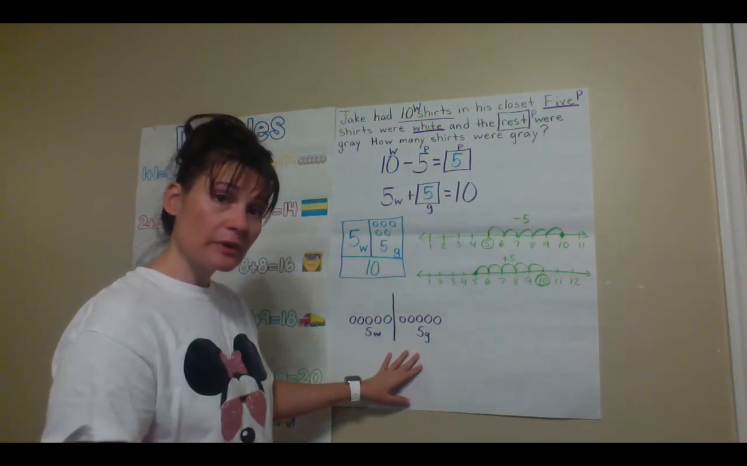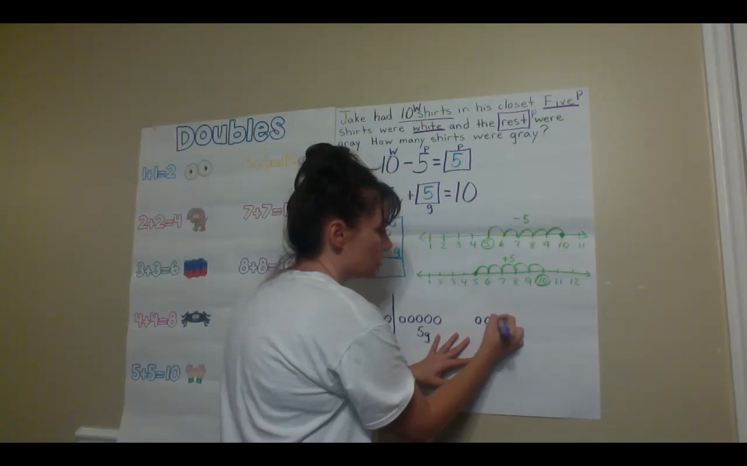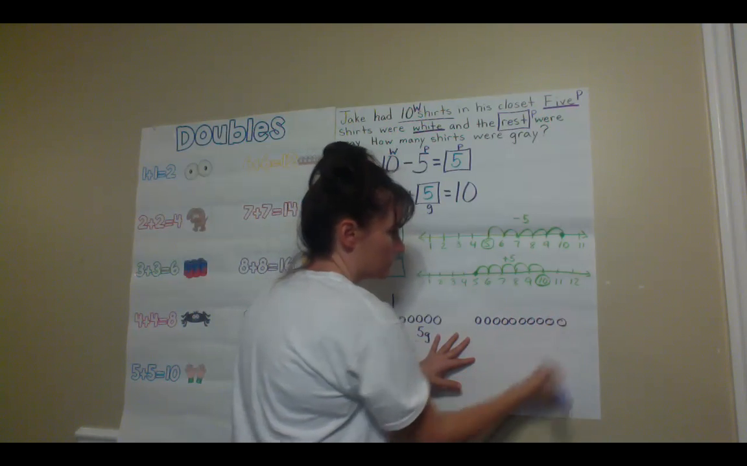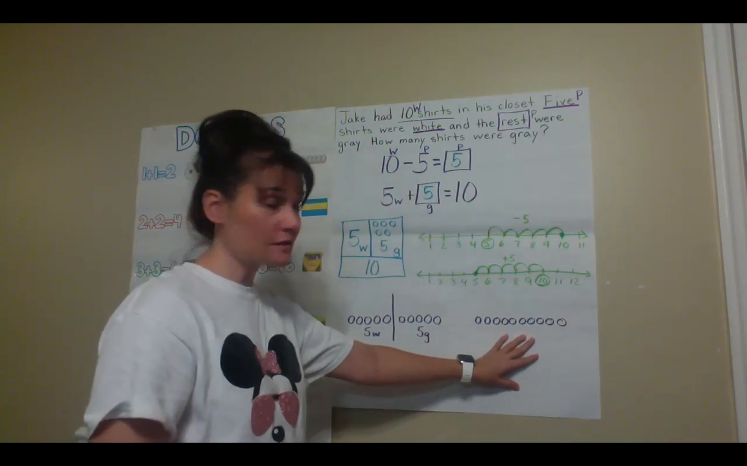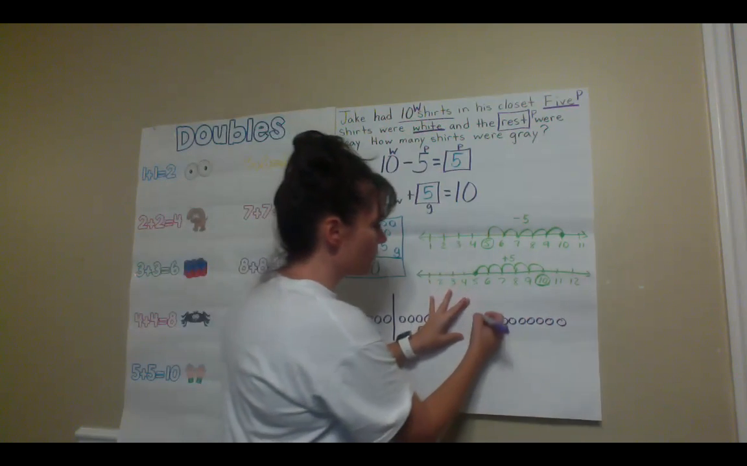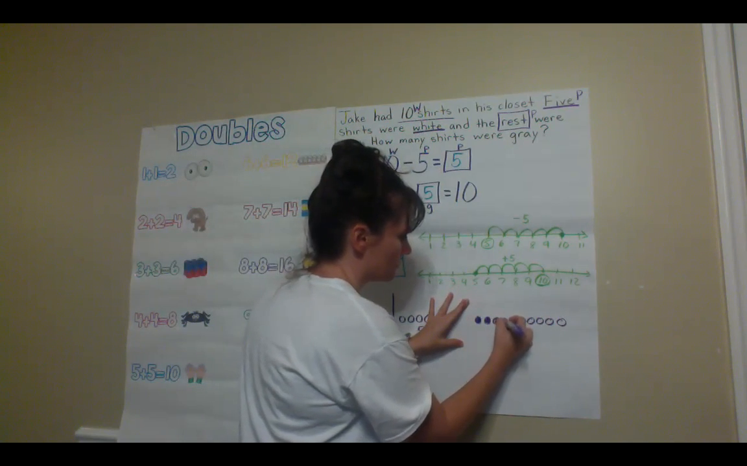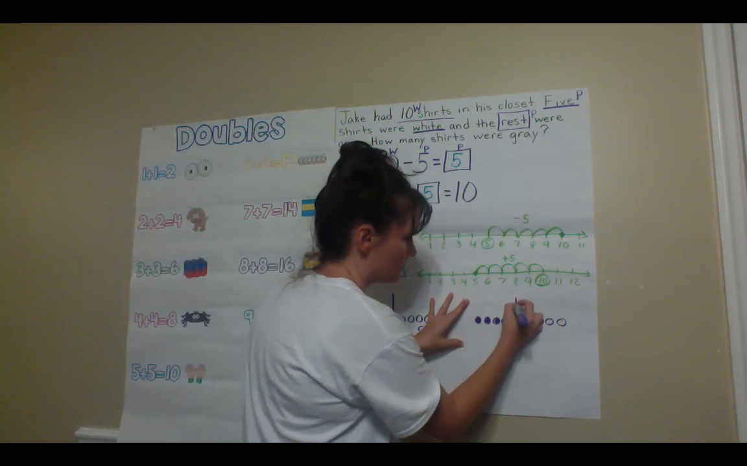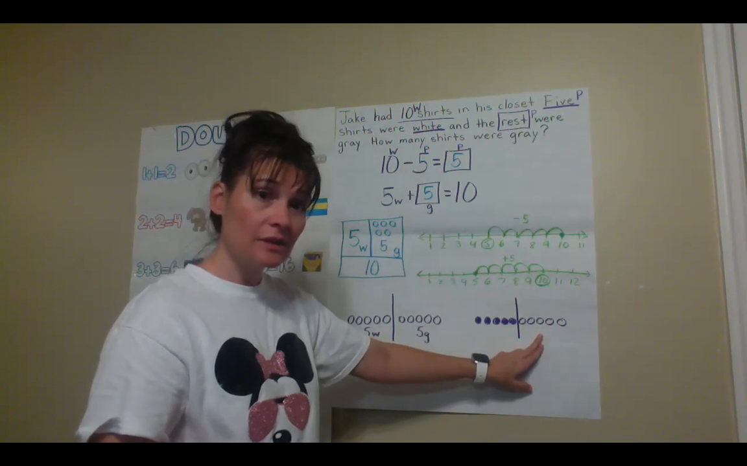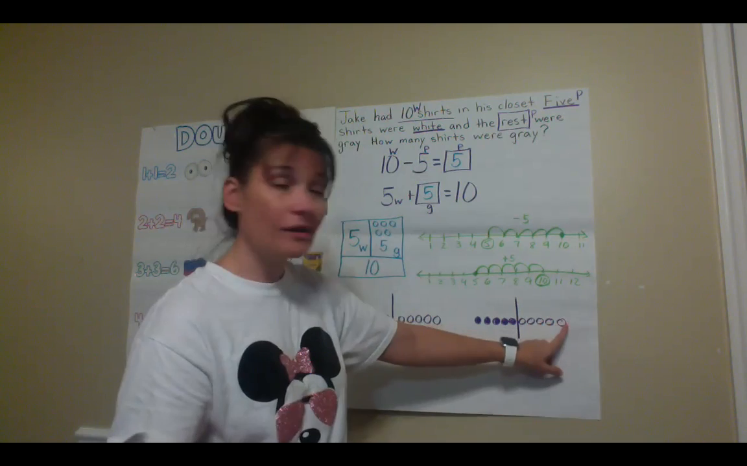You could also show it this way. You knew that there were 10 shirts. There's my 10 shirts. And I know that 5 are white. So I'm going to go ahead and color those in. So how many were left to be gray? 1, 2, 3, 4, 5.